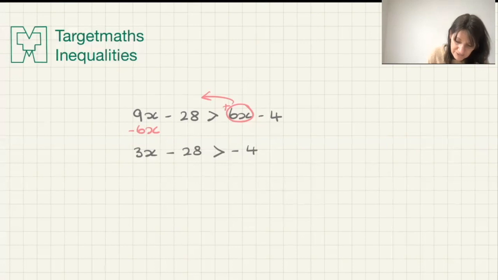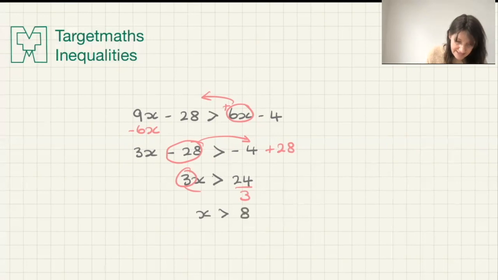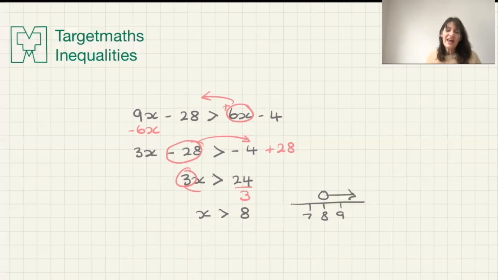So all I have to do now is get rid of the minus 21. That will land as plus 21. So I've now got 3x being greater than 24. Finish it off by dividing through by that 3, and x is greater than 8. So onto my number line, 8. It is open and pointing that way. And if you got that right without any hints or help at all, really, really well done.